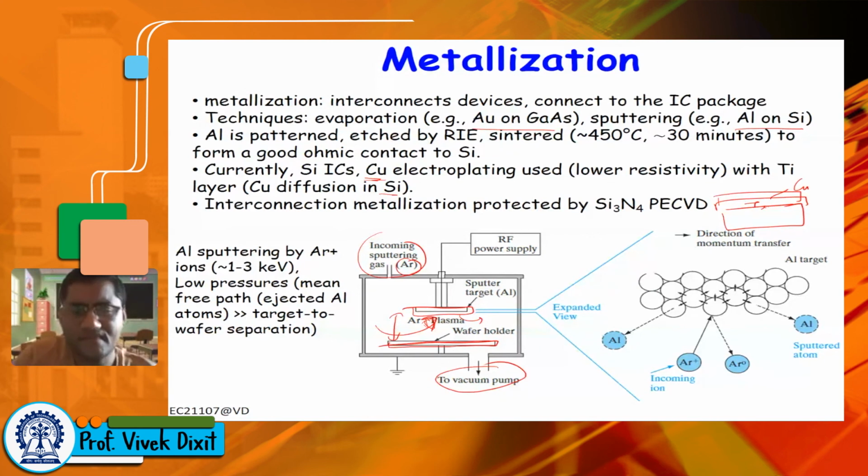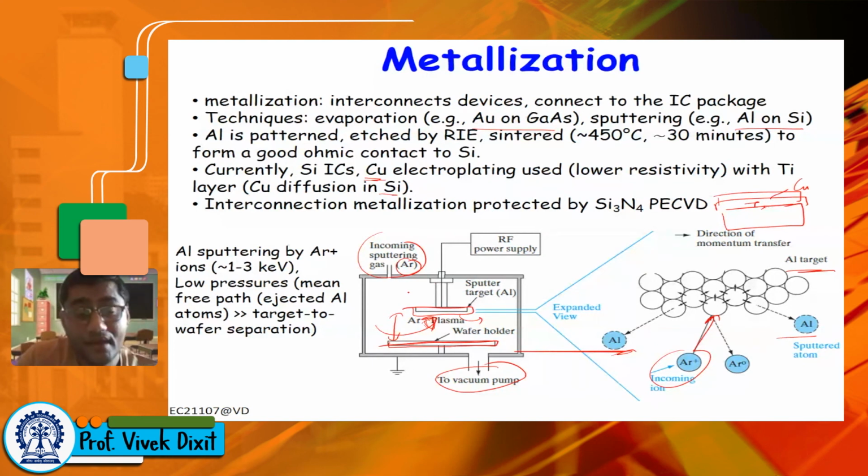So if you see this picture here, these ions are hitting the target. The target is made up of metal, and this is knocking out these metals, right? And these metals are getting deposited on the wafer. So this is also used for interconnect metallization, right?